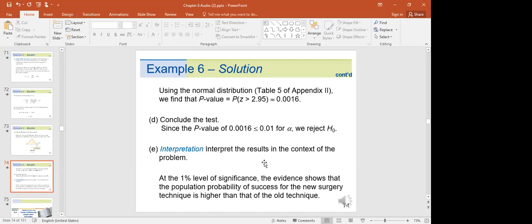Okay. So now, P is less than alpha because alpha is 0.01. So we reject H0. And the interpretation of this is that the new method is better than the old one at 1% level of significance. So there is enough evidence to support the claim that the new method is better than the old one.